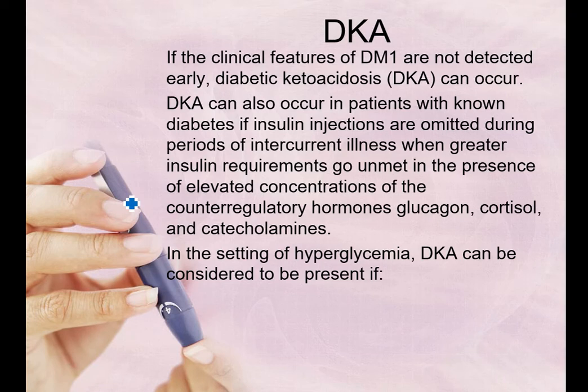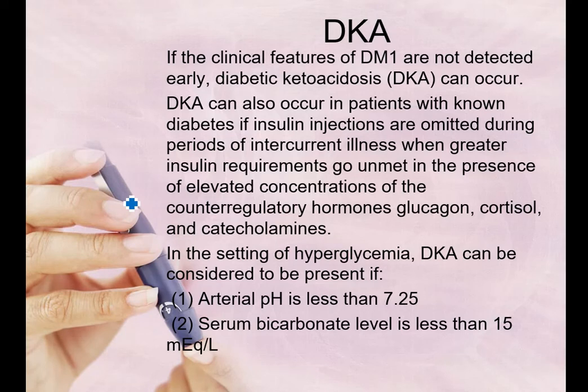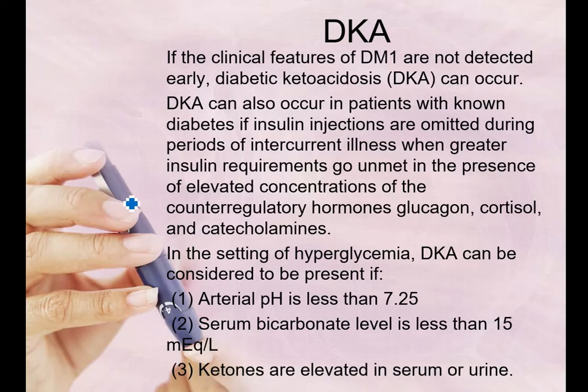In the setting of hyperglycemia, these are the clinical criteria for DKA. Arterial pH is less than 7.25, serum bicarbonate level is less than 15 milliequivalent per liter, and ketones are elevated in the serum or urine. So these last three points are considered criteria for the diagnosis of diabetic ketoacidosis.